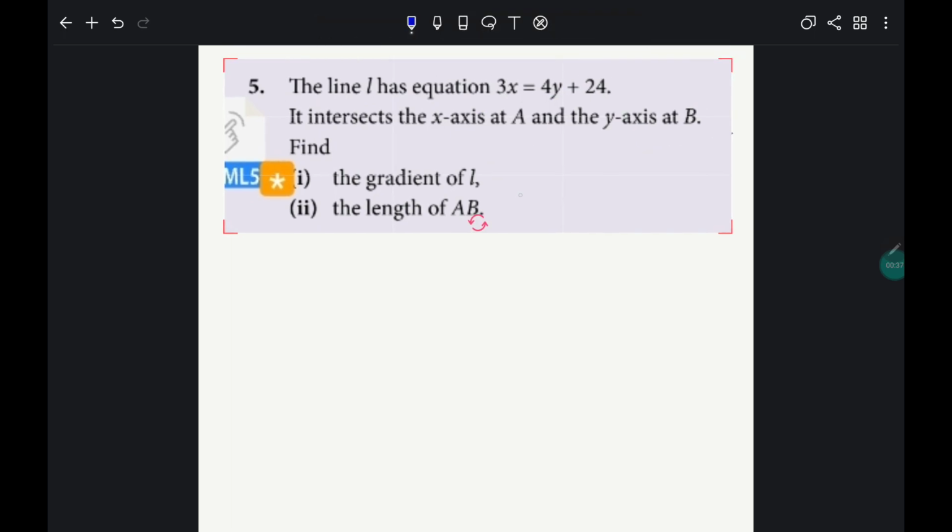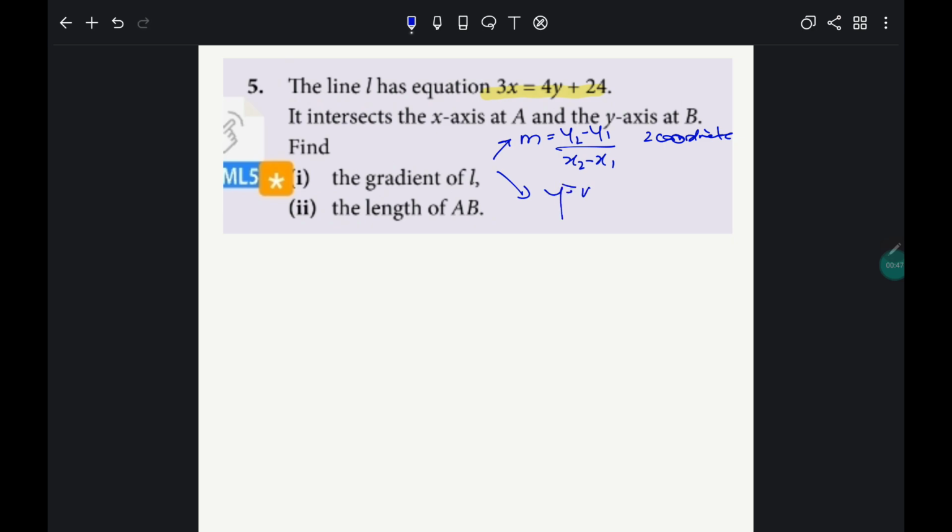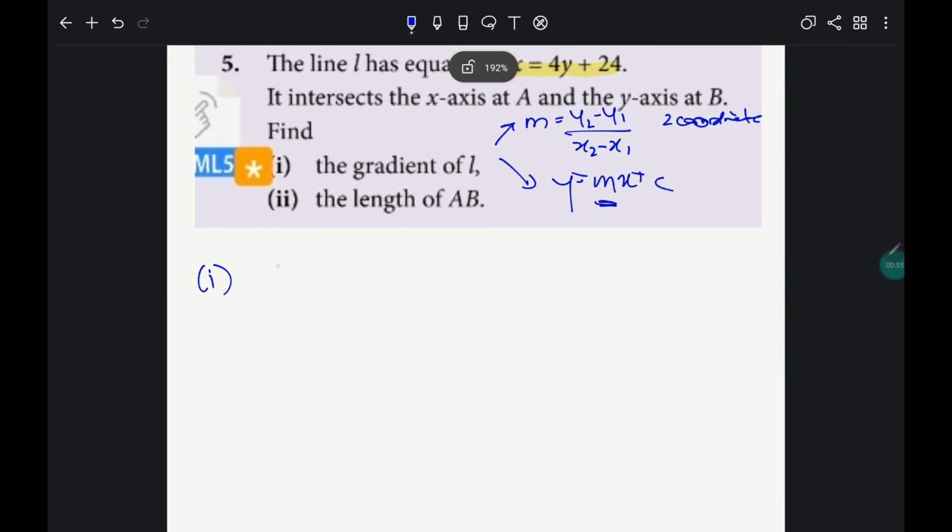The second way is to make use of the equation of the line, because I know that in an equation y equals mx plus c, m is actually the gradient. So in part 1, I'm given the equation 3x equals 4y plus 24. Now let's make y the subject. y has to be alone. Bring over 24: 3x minus 24 equals 4y.